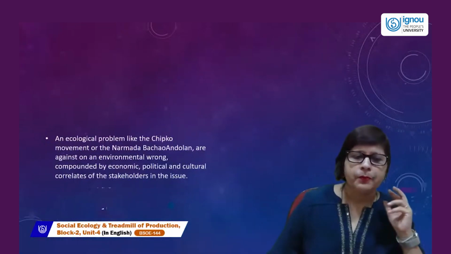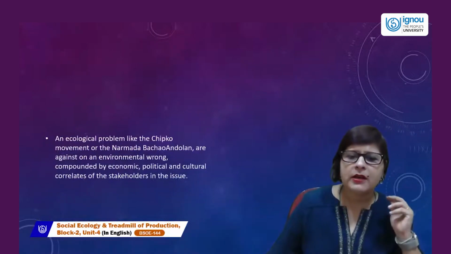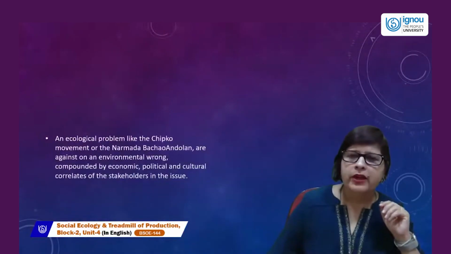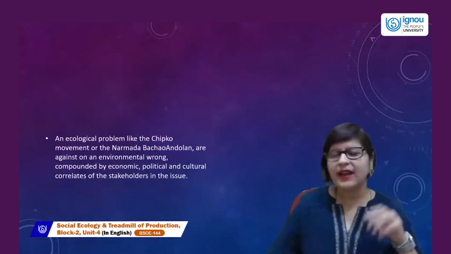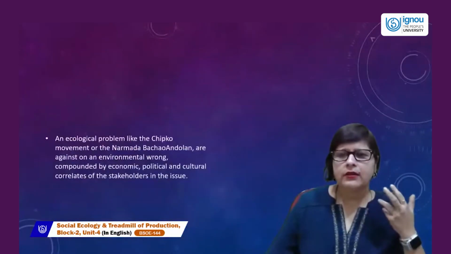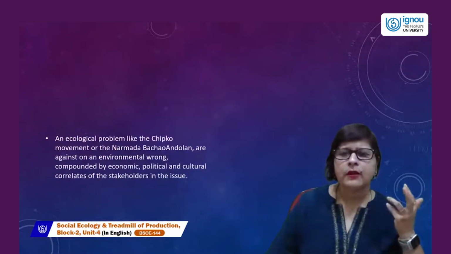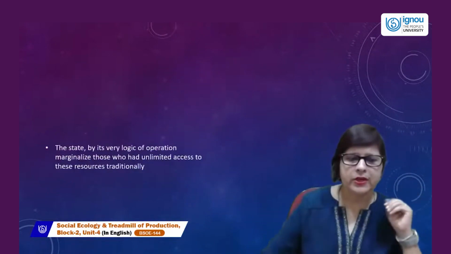Ecological problems like the Chipko movement and Narmada Bachao Andolan are environmental wrongs, compounded by economic, political, and cultural correlates, and the stakeholders in the issues. And these movements played an important role in India to safeguard the environment, right?